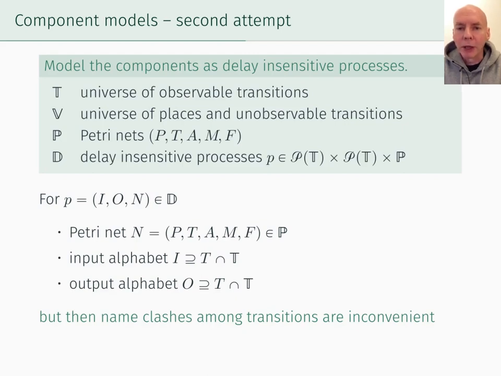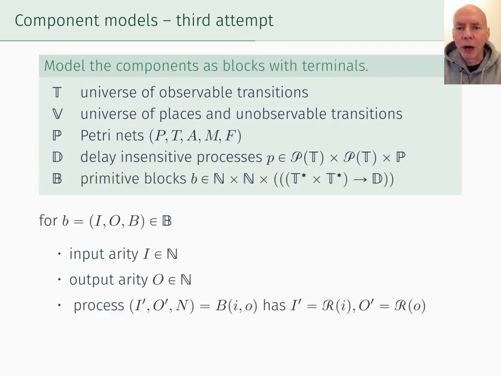To accomplish that, we can model each component by one of these triples, I, O, B, where I and O are the input and output arities, noted explicitly as numbers, and B is not a process, but a function that returns a process when you give it this pair of lists, small i and small o, of alphabet symbols. The process it returns has those symbols in its alphabets, and the order matters, so they have to be lists of alphabet symbols rather than sets. And so I'm using this notation for the range of a list, meaning the set of its terms.